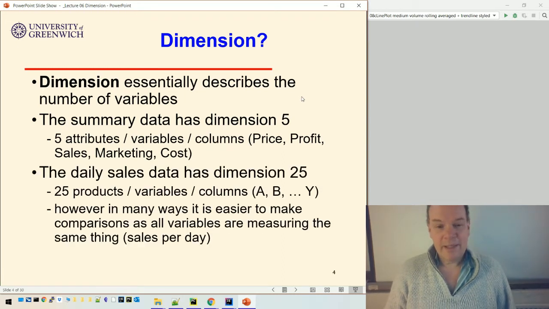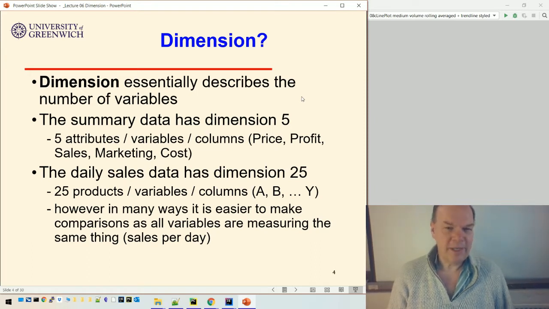If you think about the daily sales data, how many columns have we got there? Well, we've got 25 different products. Each product has a column, and therefore the daily sales data has dimension 25. But in a lot of ways it's easier to make comparisons with the daily sales data because all the variables are measuring the same thing, which is sales per day.